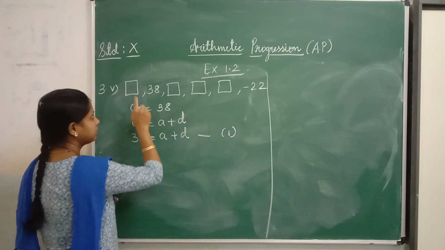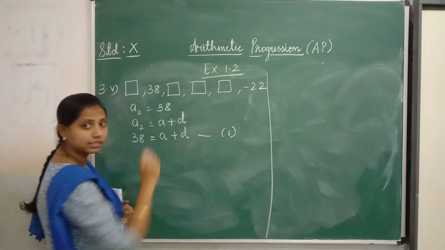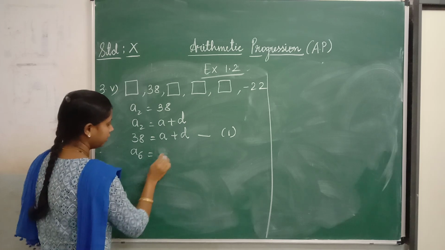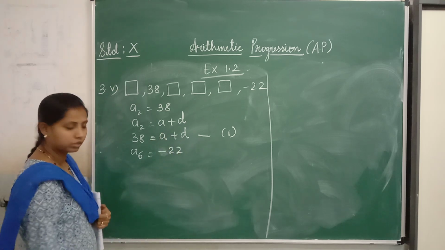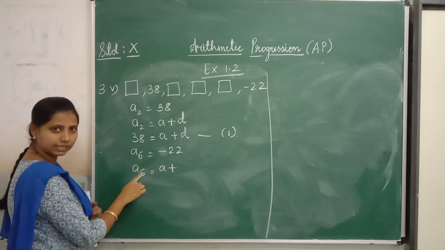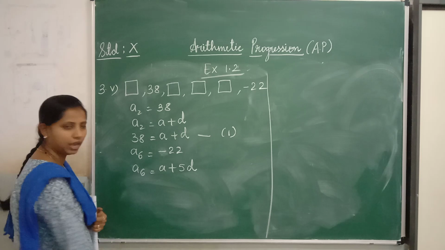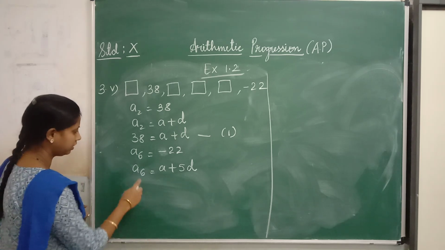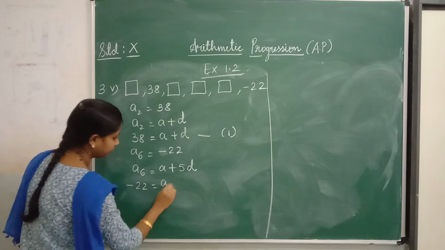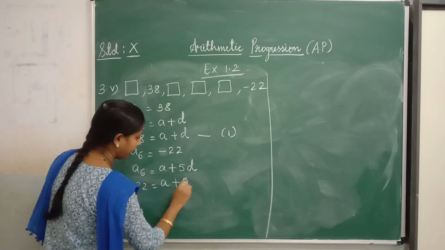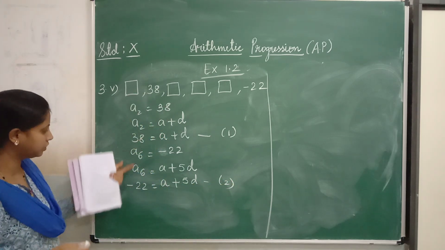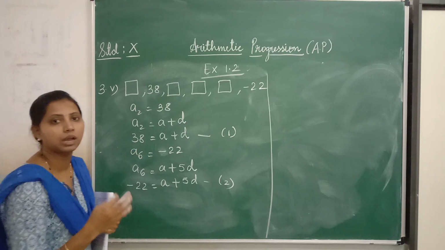Yes children. Now next, 1, 2, 3, 4, 5, 6. Sixth term is given, that is A6 is equal to minus 22. How do you get the sixth term in the standard form? A plus 1 less than 6, that is 5D. A plus 5D. Yes children, write, substitute. A6 is minus 22, A as it is plus 5D also as it is. This will be the second equation. So 2 equations you got. Solve these 2 equations simultaneously.